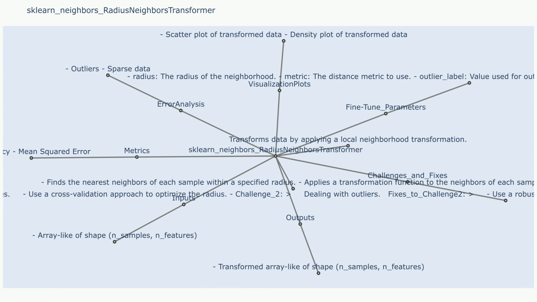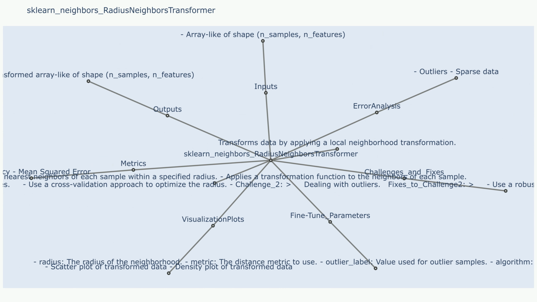Challenge 2. High dimensional data. Finding neighbors in high dimensional space can be computationally expensive and might result in poor performance. Sample use case that resulted in challenge 2. A dataset with hundreds or thousands of features could lead to this challenge.